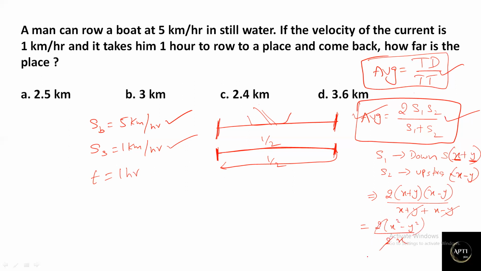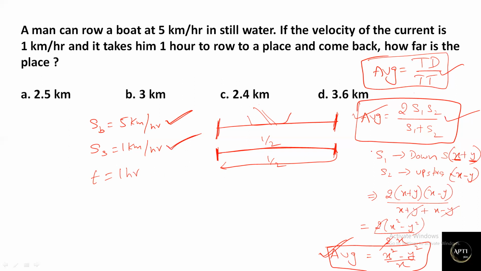The 2 will get cancelled. Finally, if you want to calculate average speed, the formula will be x square minus y square divided by x. I could have told you the formula directly, but there is no need to memorize this by heart. Just try to understand how it came. Here, what is x and what is y? X is nothing but the speed of the boat. Y is nothing but the speed of the stream.